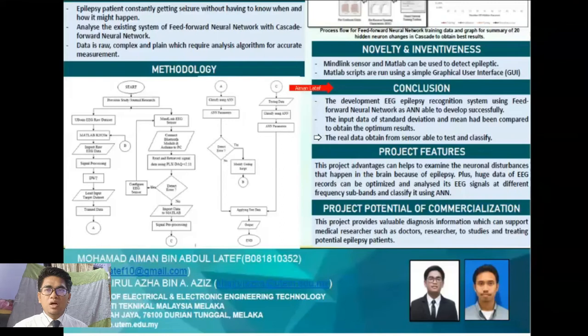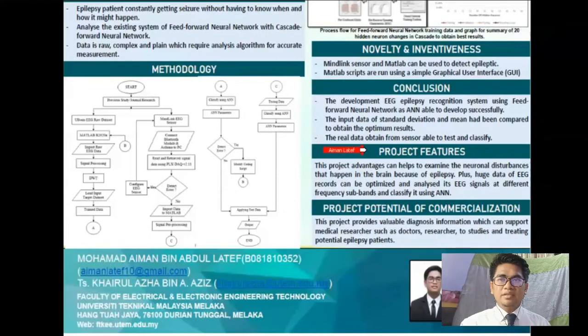Lastly, the real data obtained from the sensor was able to be tested and classified as to whether the data is obtained from set A, which is normal condition with eyes open, or set B, which is normal condition with eyes closed. From the test result from a normal individual, we can conclude that this system is able to be implemented for epileptic data. Next, for project features, these project advantages can help to examine the neuronal disturbance that happens in the brain because of epilepsy.